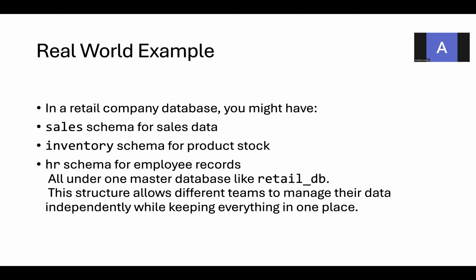In a real-world example, in a real-time company database, you might have a sales schema for sales data, an inventory schema for product stock, and an HR schema for the employee records, all under one master database like retail_DB. This structure allows different teams to manage their data independently while keeping it all in one place. So in the retail_DB database, you have three schemas: sales, inventory, and HR.